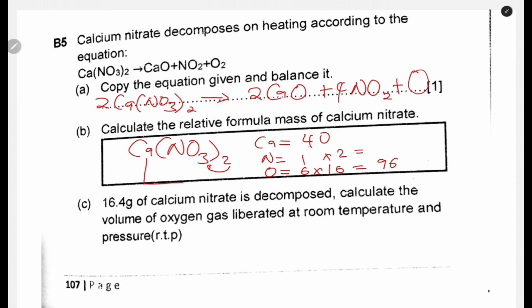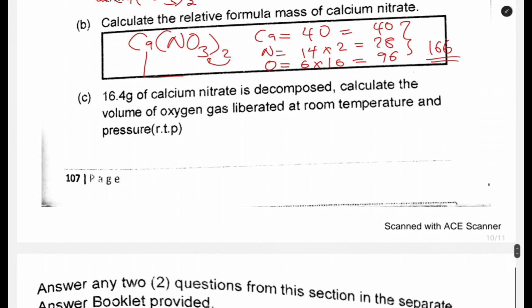Nitrogen is 14, please, I forgot. So this is 28. Then on top here, that is calcium, which is 40. If you add these, you should be able to find 166 as a relative formula mass. So confirm these numbers. Then 16.4 gram of calcium nitrate is decomposed.